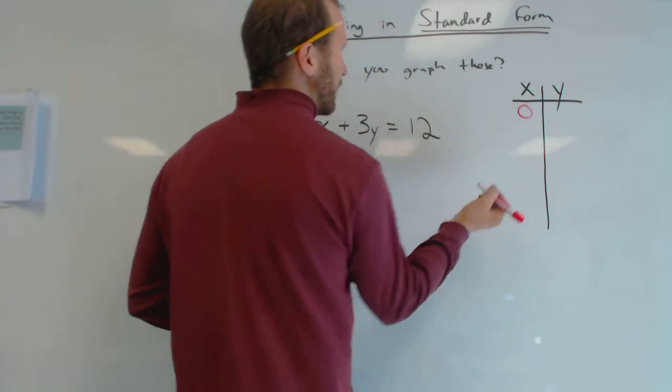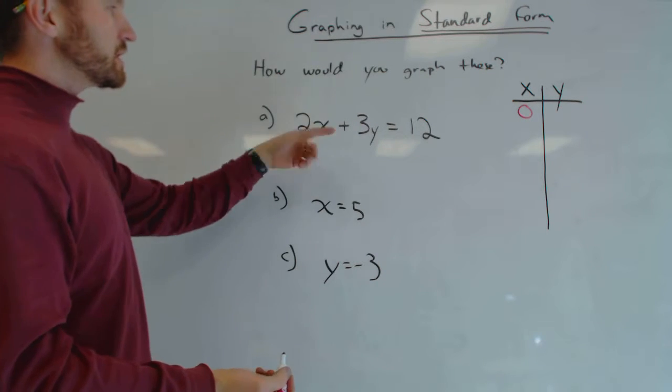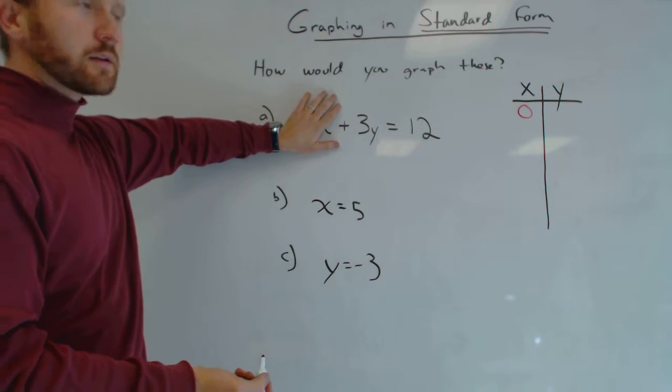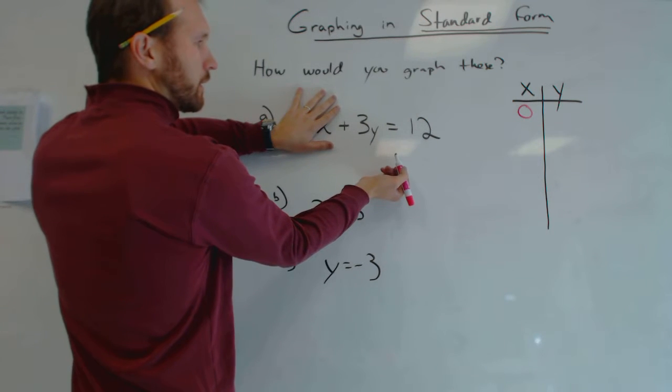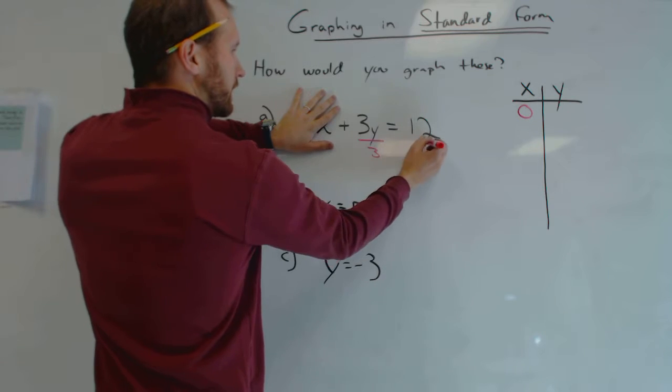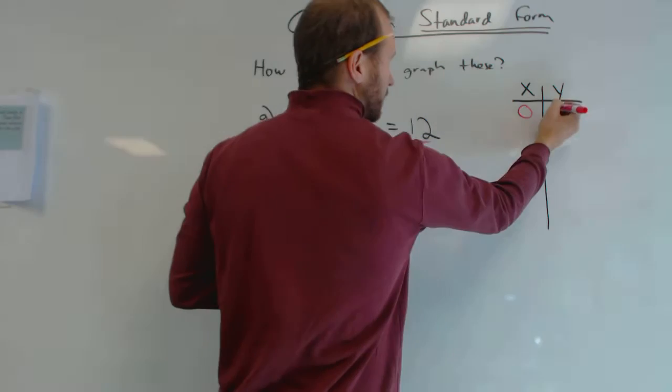If x is 0, whoa, that just made this so much simpler. 2 times 0 is 0, right? So it's just 3y equals 12. Divide both sides by 3. So y would be 4. When x is 0, y is 4.